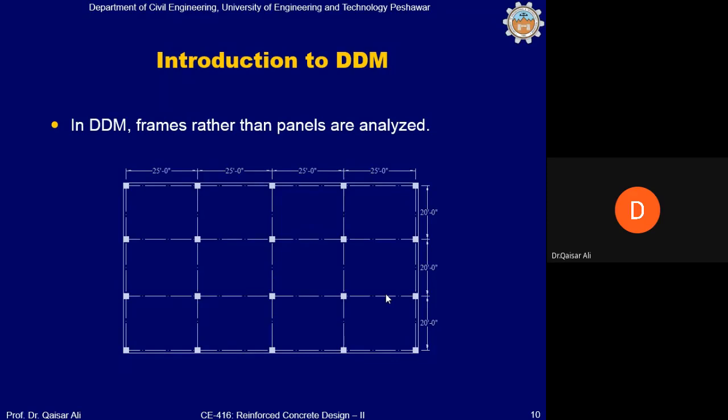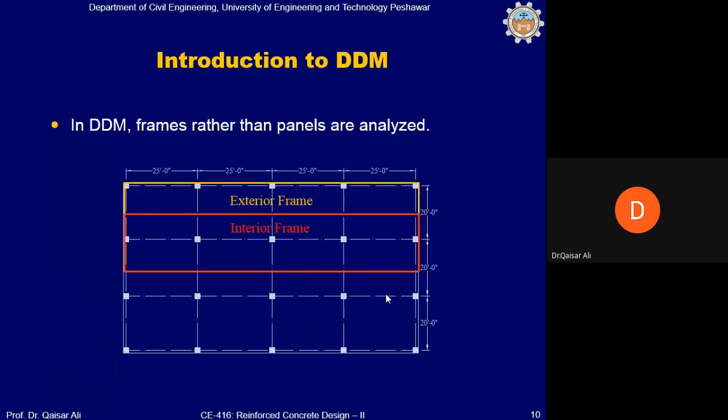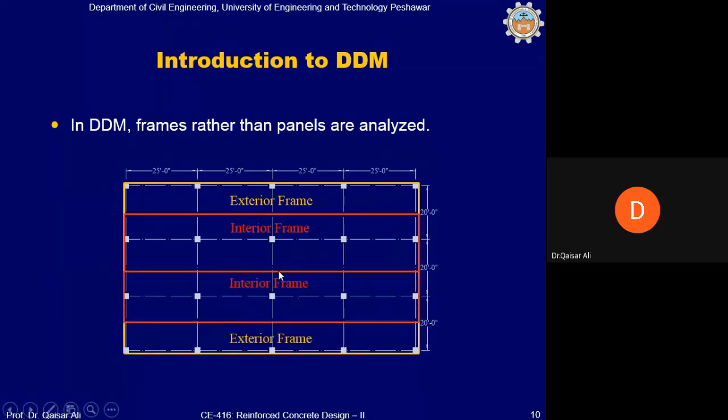So what is a frame? The total system is divided in frames like this. This is one of the interior frames. The area located by these red lines is one of the interior frames. So these frames are analyzed. An interior frame is analyzed. An exterior frame is analyzed. This is in the east-west direction. And another interior frame. This interior frame and this interior frame are similar. This exterior frame and these are similar. So one interior and exterior frame along the east-west direction is analyzed.